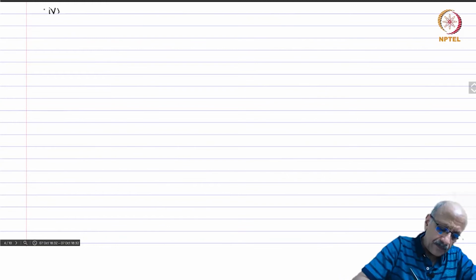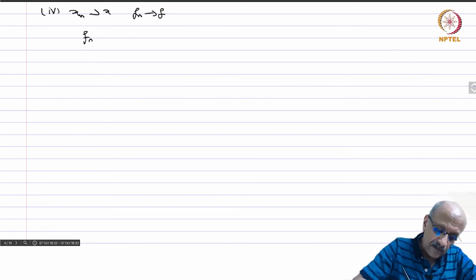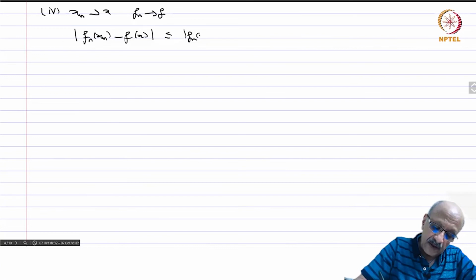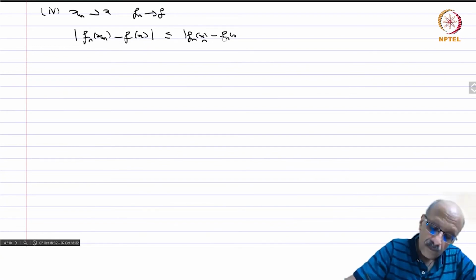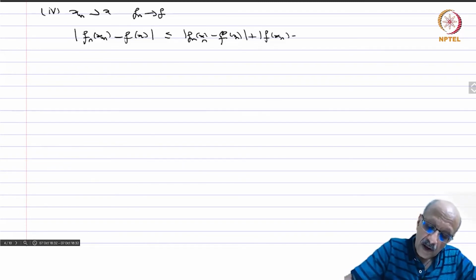And the fourth one, so we have x_n goes weakly and f_n goes to f in norm in V star. So we want f_n(x_n) minus f(x). This is less than or equal to |f_n(x_n) - f(x_n)| plus |f(x_n) - f(x)|.